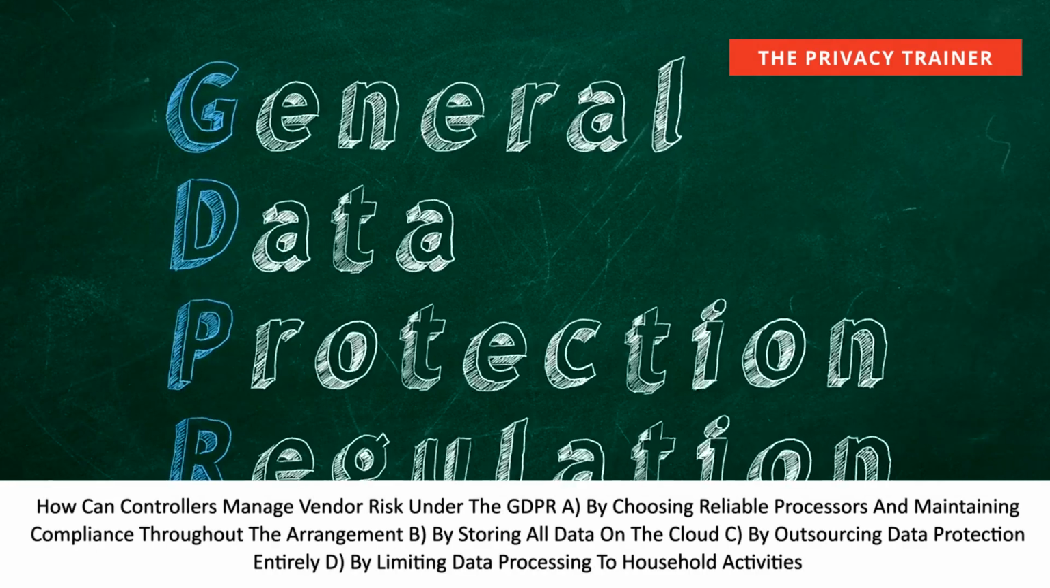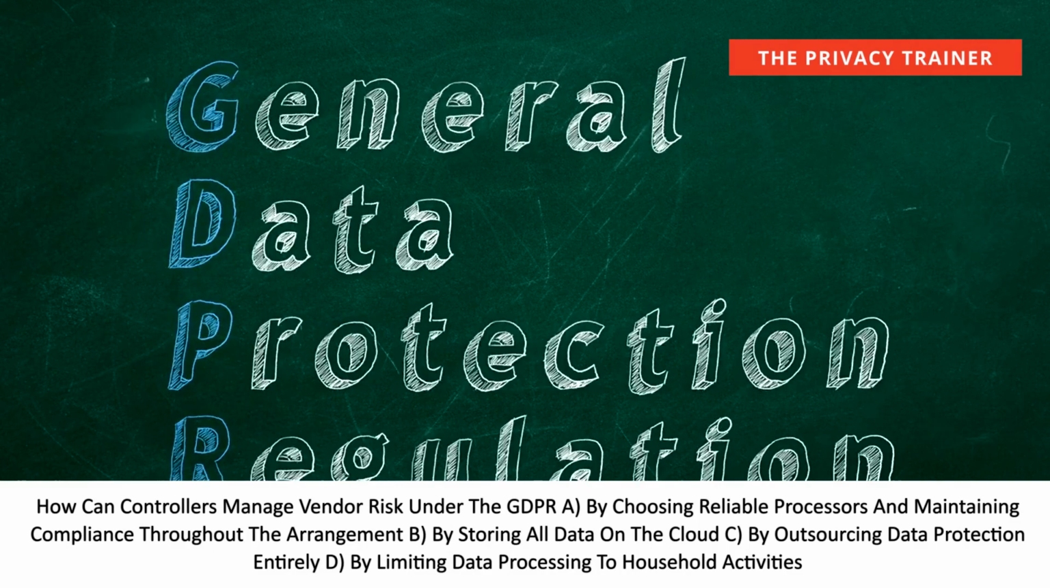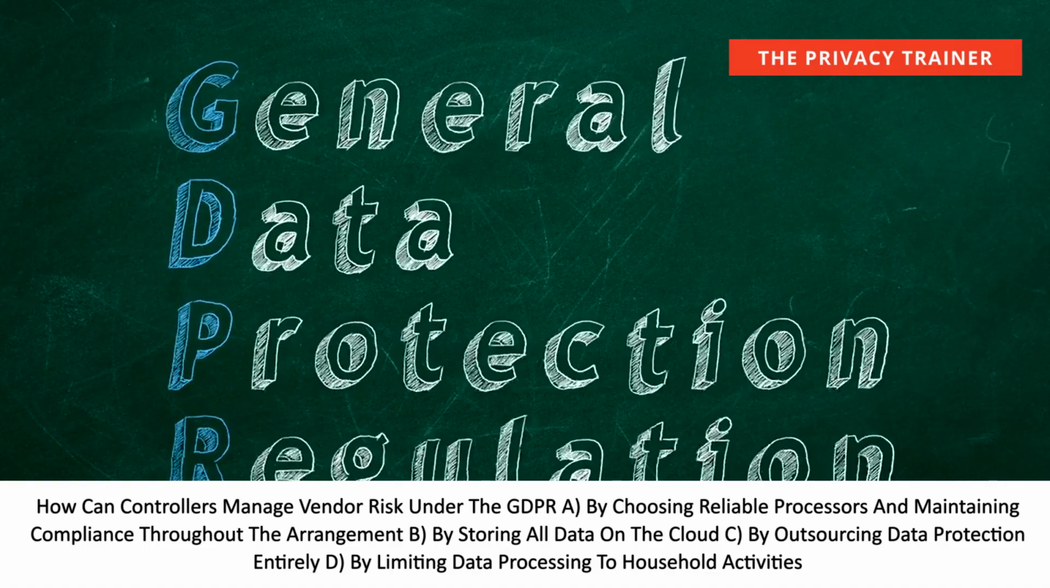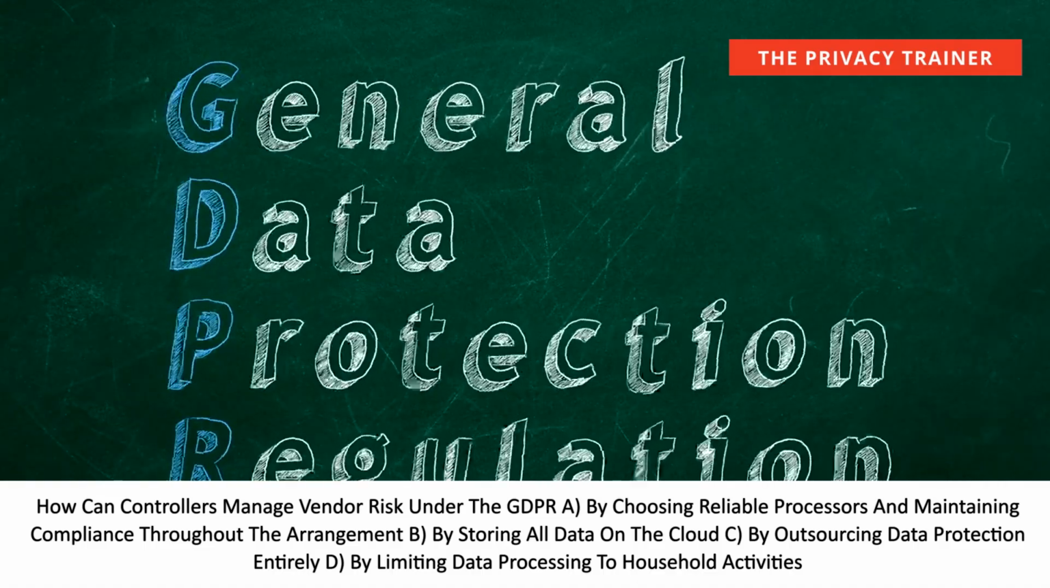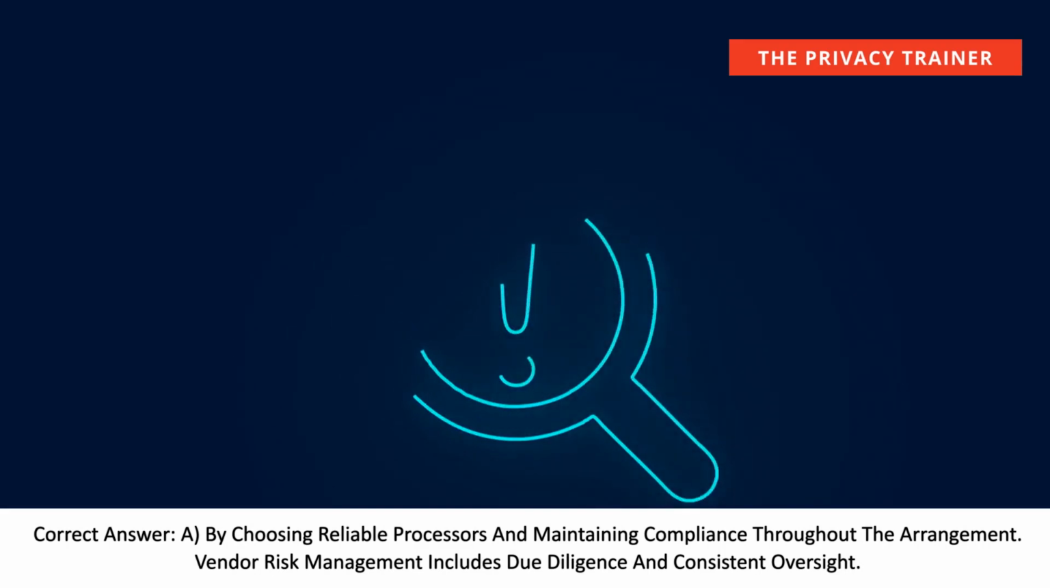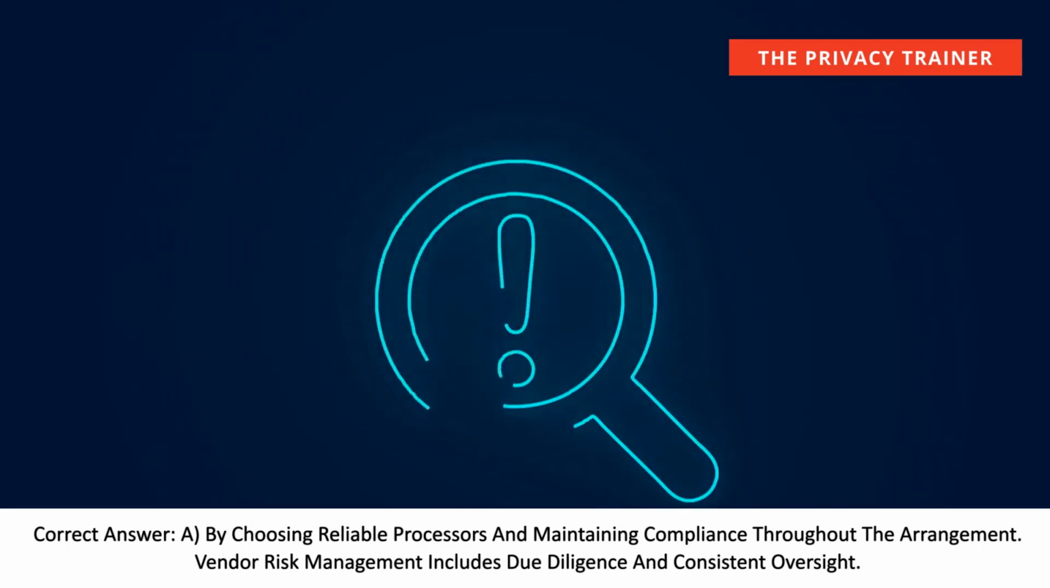How can controllers manage vendor risk under the GDPR? A. By choosing reliable processors and maintaining compliance throughout the arrangement. B. By storing all data on the cloud. C. By outsourcing data protection entirely. D. By limiting data processing to household activities. Correct answer: A. By choosing reliable processors and maintaining compliance throughout the arrangement. Vendor risk management includes due diligence and consistent oversight.